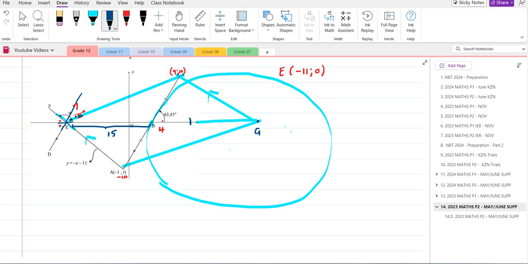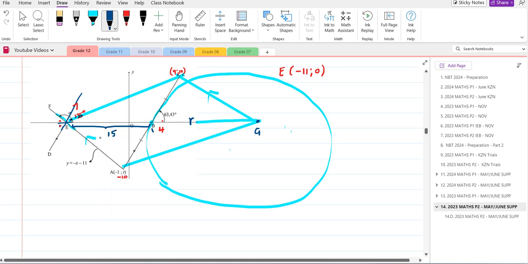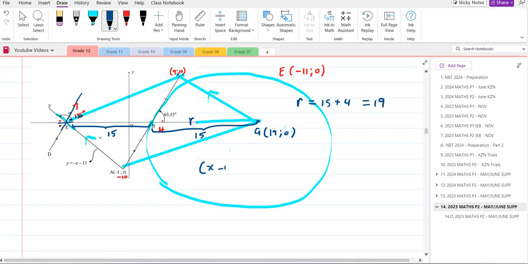So this becomes the radius of the circle because the center is G. Now, because from there to there is 15, this is a common midpoint. We need to go 15 across. So 4 plus 15 is going to give me 19. So the coordinates of G is 19, 0. Right, so we have the equation of the circle, x minus 19 all squared plus y minus 0 squared is equal to, what was the radius?